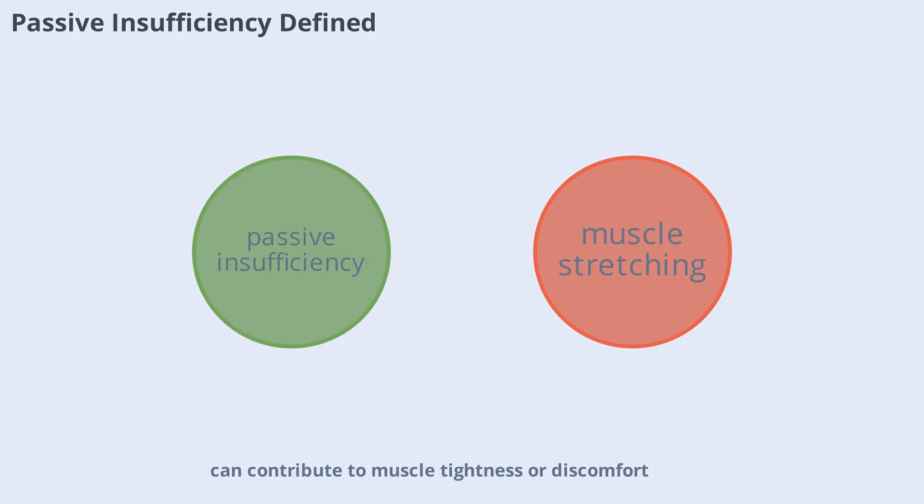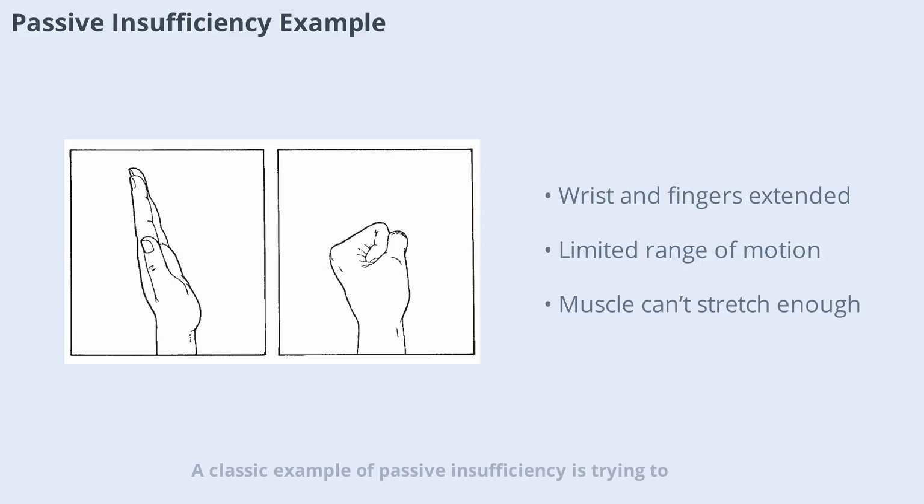A classic example of passive insufficiency is trying to extend your wrist while your fingers are also extended. You'll find that your range of motion is limited because the muscles on the back of your forearm can't stretch far enough to allow both joints to move fully. This is especially noticeable in activities that require flexibility, such as playing the piano or certain sports. Recognizing passive insufficiency helps in designing effective stretching and strengthening routines.